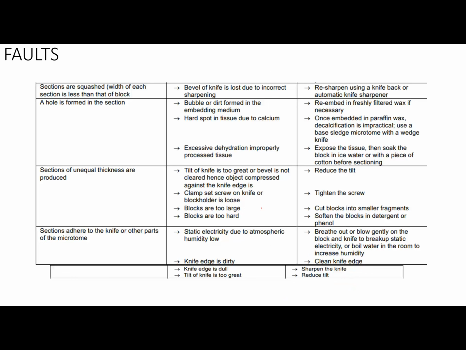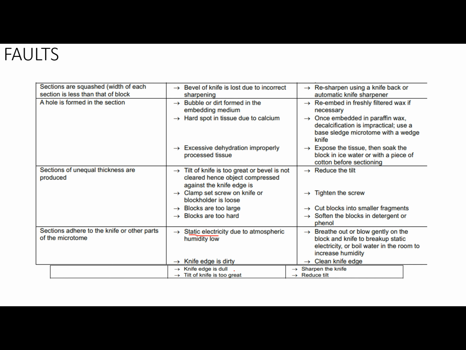Now, if the sections, class, tend to adhere to the knife or other parts of the microtome, this could be caused by static electricity. To remedy this, you need to breathe out or blow gently on the block and knife to break up static. If the knife edge is dirty, it could also cause this problem, class. So you need to clean the knife.